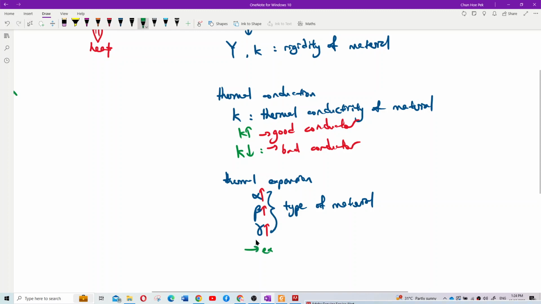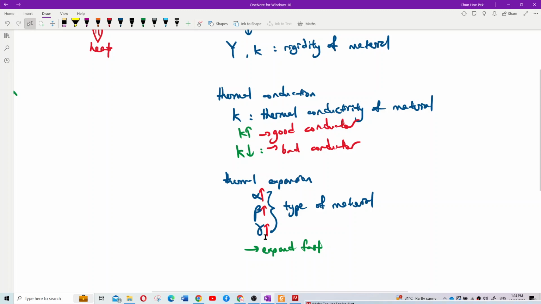They expand fast. If you have a small value of alpha or beta or gamma, it means they expand slow. That's it. It means that if this type of material has a high value of alpha, beta, gamma, they expand very fast, become longer very fast. But if they have a small value of alpha or beta or gamma, they expand very slowly.